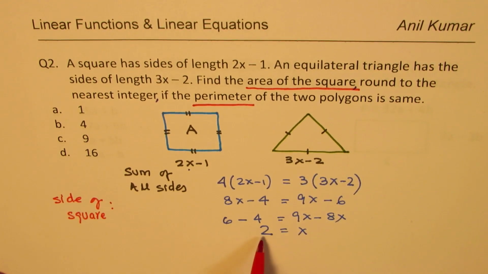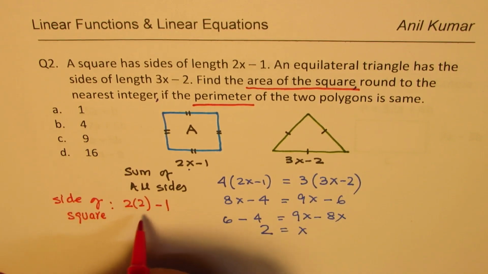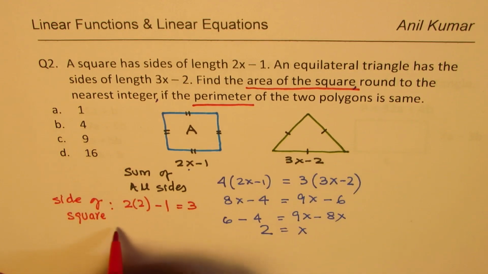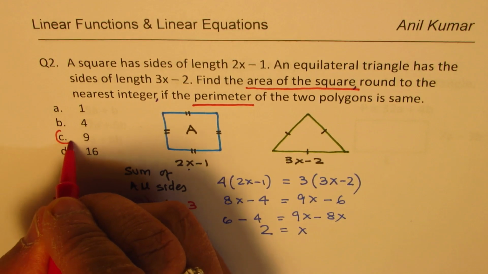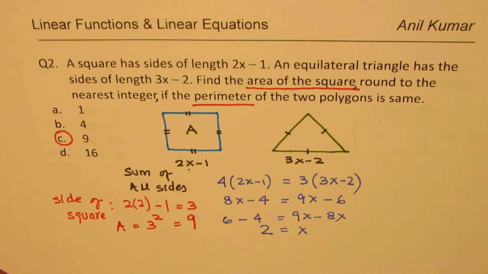Square is how much? Substitute 2 there. So we get 2 times 2 minus 1. 2 times 2 is 4. 4 minus 1 is 3. So the area has to be equal to 3 square, right? And 3 square is 9. So that is what we get as our solution. Does it make sense to you?